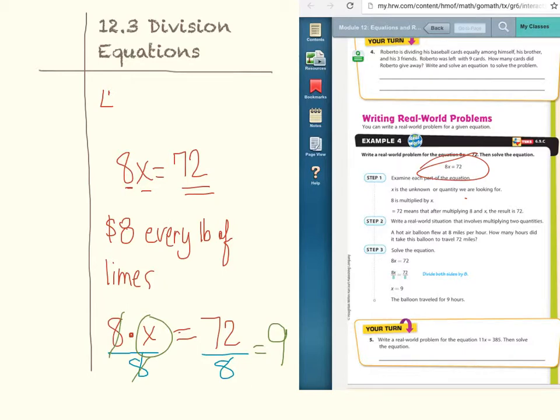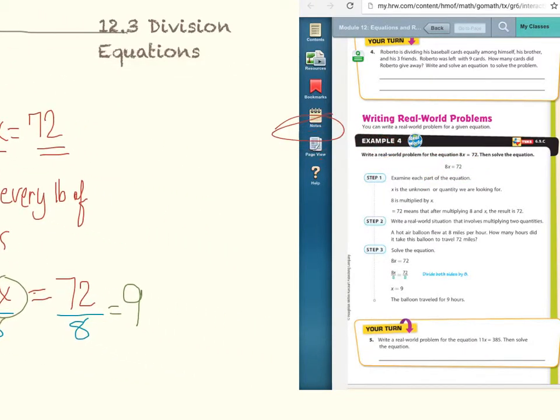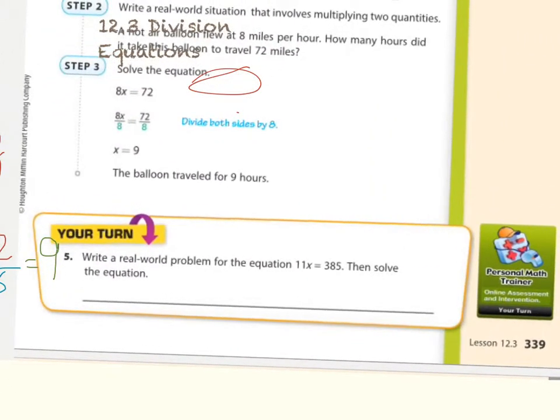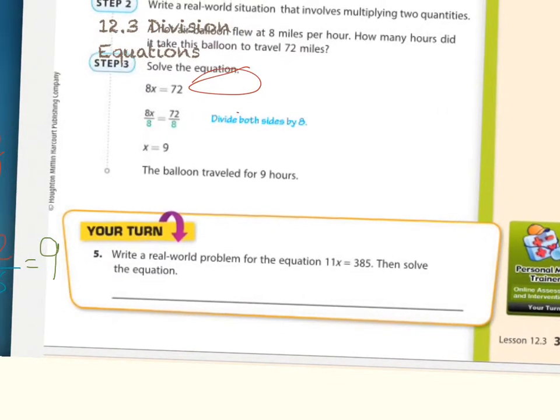Let's look at number 5. Write a real-world problem for the equation 11x equals 385. Then solve the equation. So, I don't know.